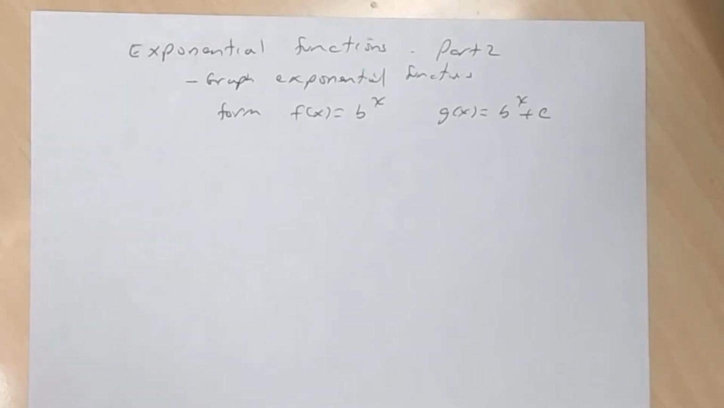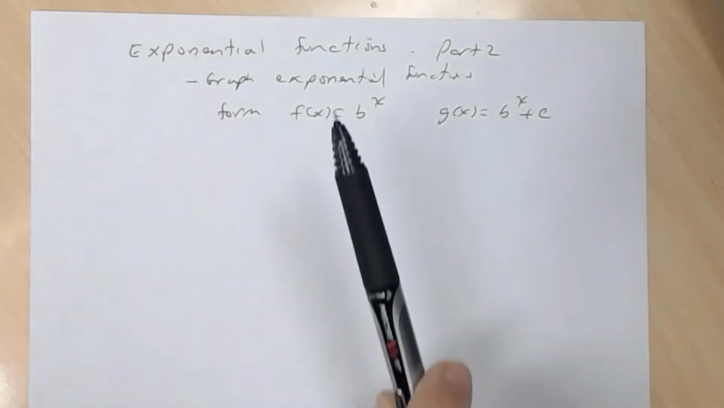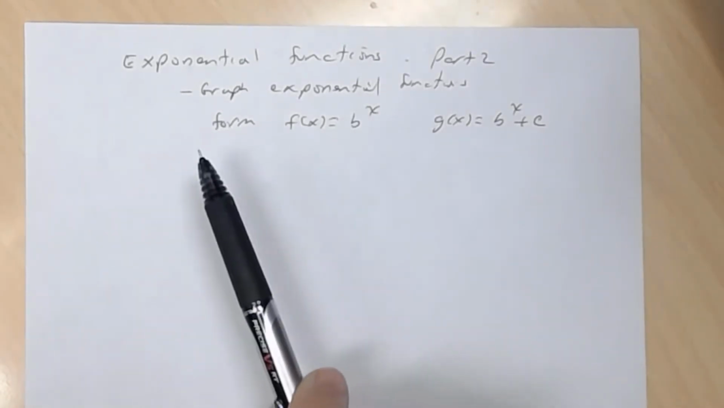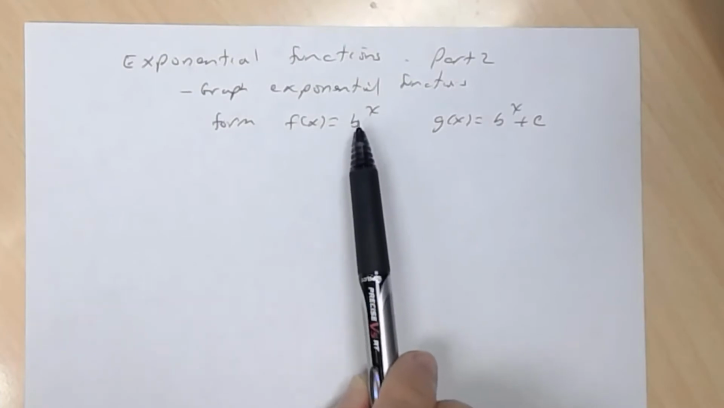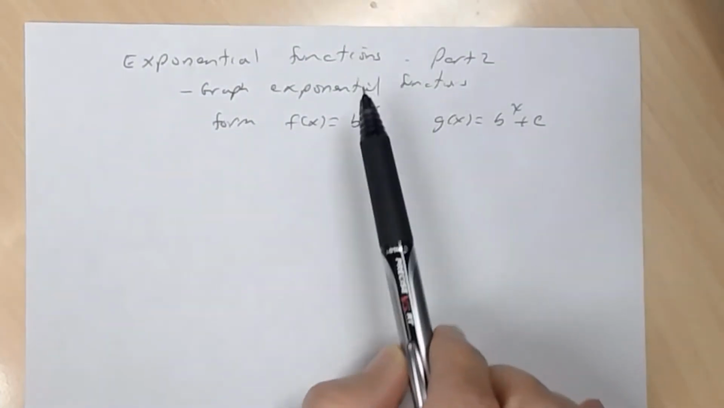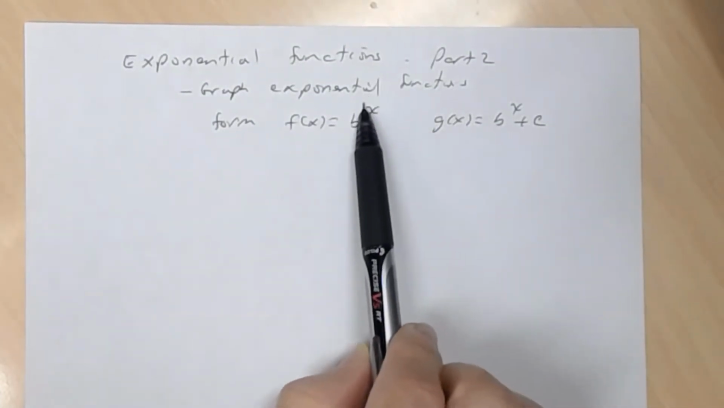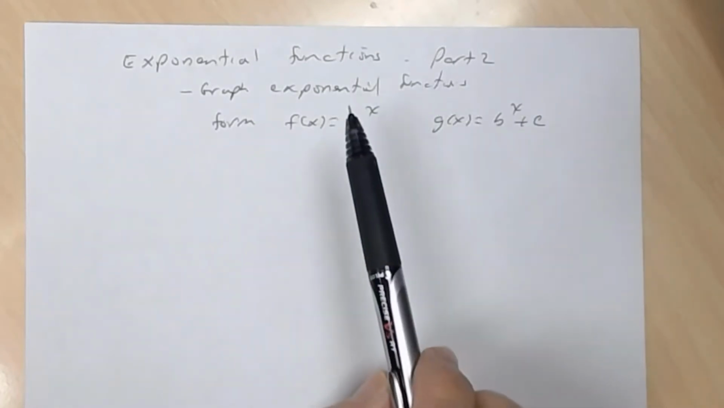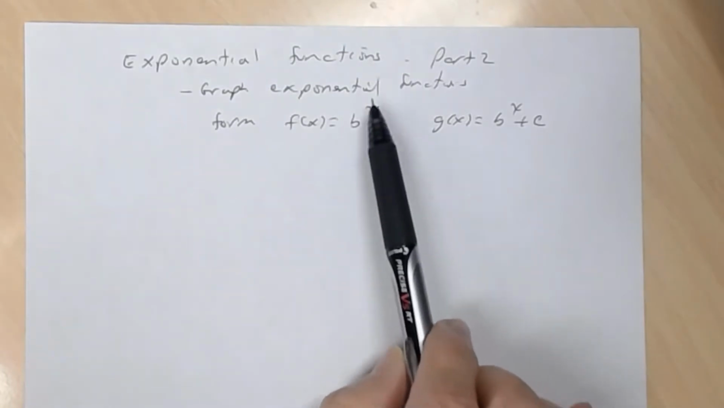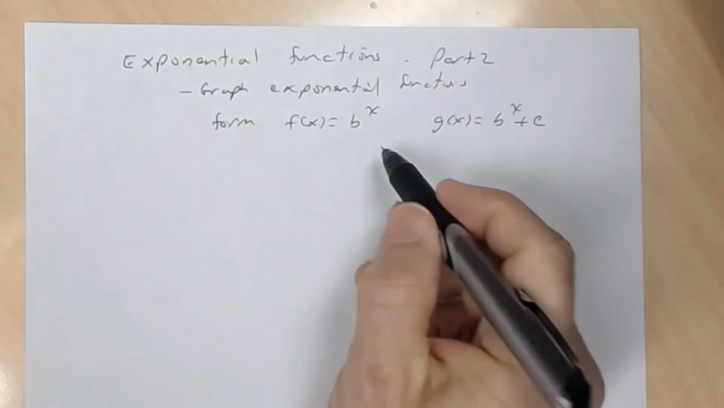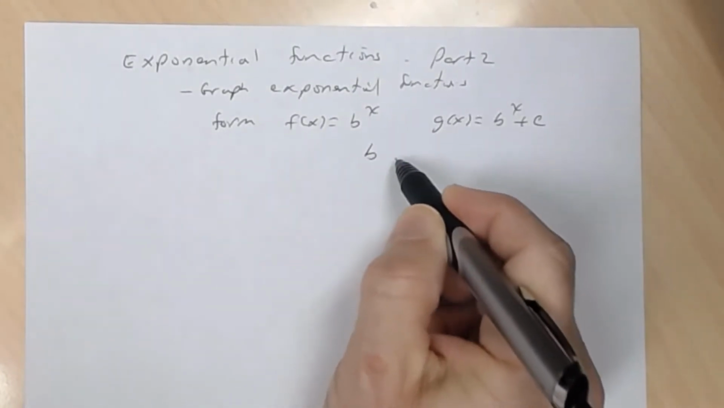Okay, so part two of our lesson on exponential functions is going to deal with graphing these functions and the form. Remember the exponential form. If we have an exponential function, what makes it exponential is the fact that our exponent contains a variable expression. And one of the things you're going to see also is that the base is a real number. So the base is a real number.